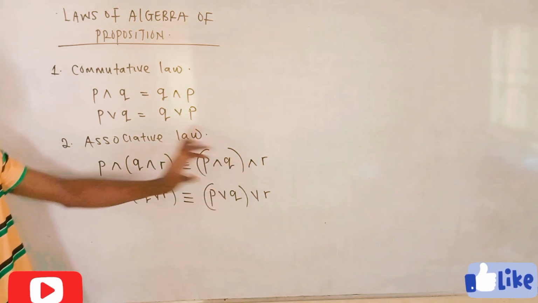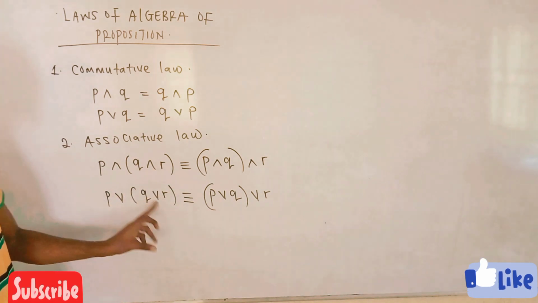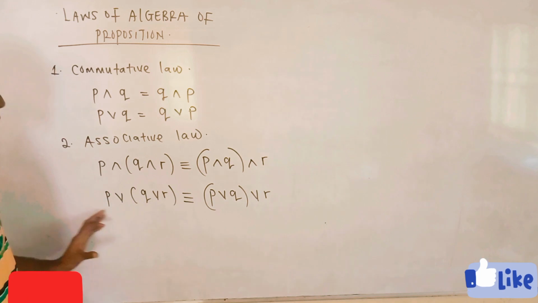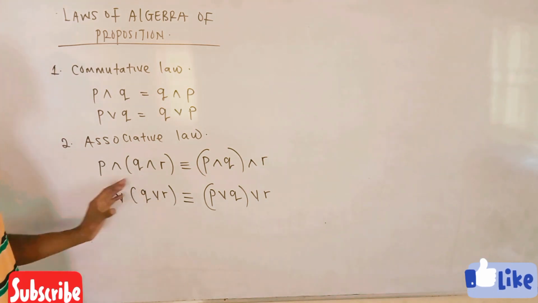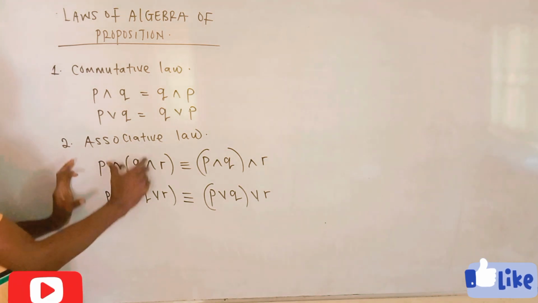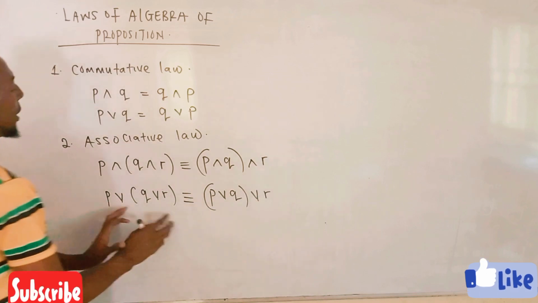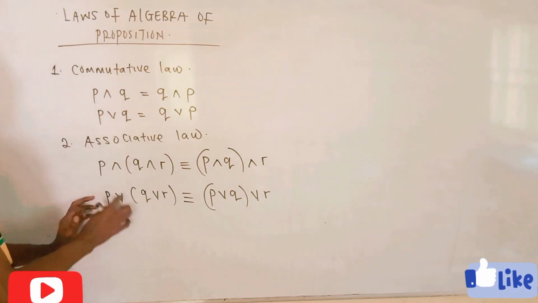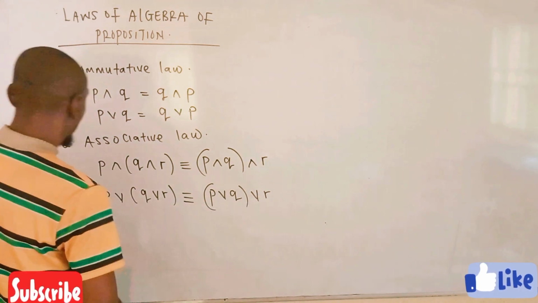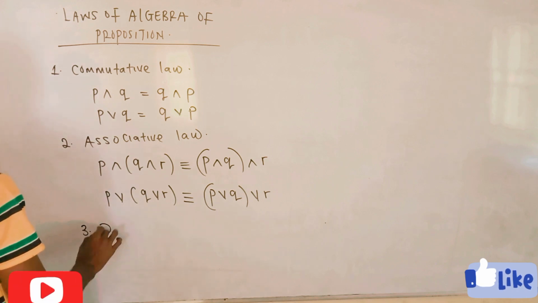One thing you have to note about associative law is that the connectives are the same on both sides. We have conjunction throughout and disjunction throughout. If you want to form this law, P and you bring in Q in the bracket and then displace R to be alone. Coming here, P or you bring in Q in one bracket and then displace R so that R will be alone.